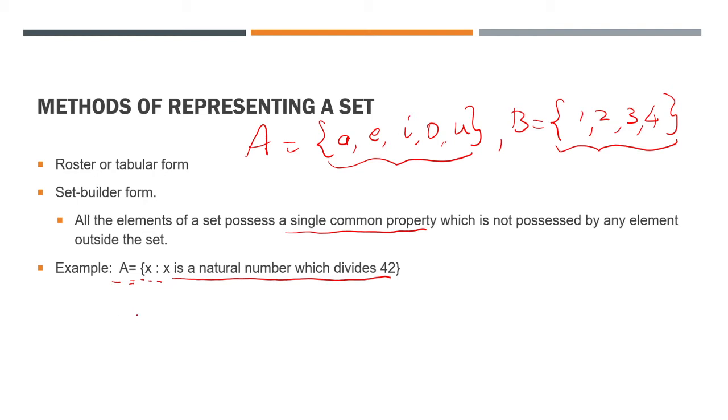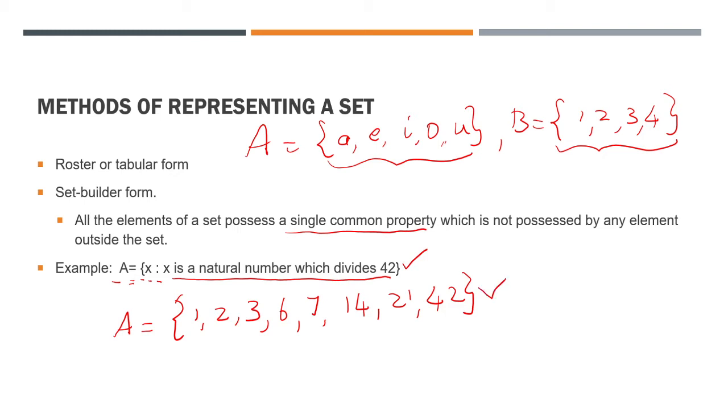You can also write this in the tabular form, or roster form, as A is equal to, now what are the various numbers which divide 42? 1 divides 42, 2 divides 42, 3, then 6, 7, 14, 21 and 42. So these are the various natural numbers which divide 42. So this form is called the set builder form, and this form is the roster or tabular form.